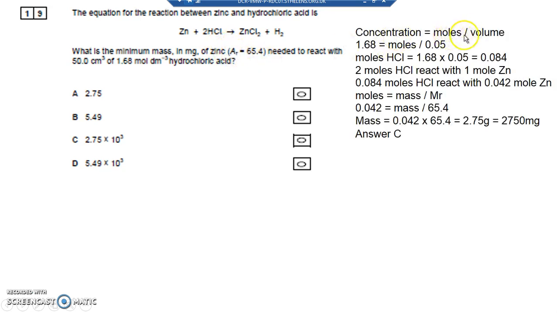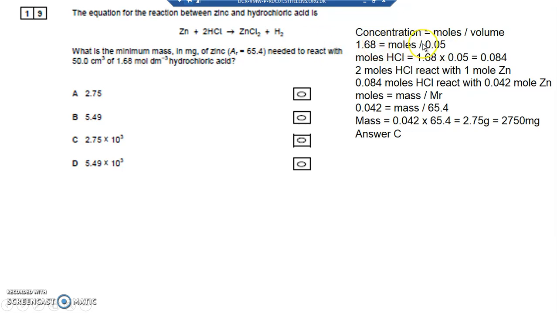So concentration is moles divided by volume. I spotted that because I've got 2 pieces of information about the hydrochloric acid, so it wants me to work out the third unknown. I've got to put 50 centimeters cubed into decimeter cubed. That's a smaller unit value, centimeter cubed, than decimeter cubed. So I'm dividing by 1,000. 50 divided by 1,000 is 0.05.